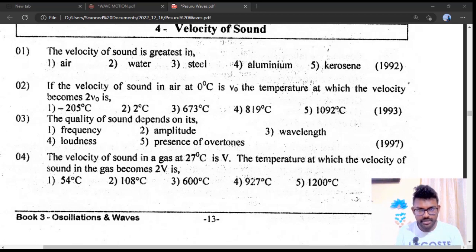Currently we're going to do the fourth question and the third one. We'll do the third one first, and then the fourth question. You can pause the video right now and try these two questions, and then resume.